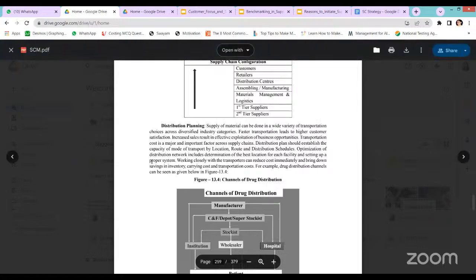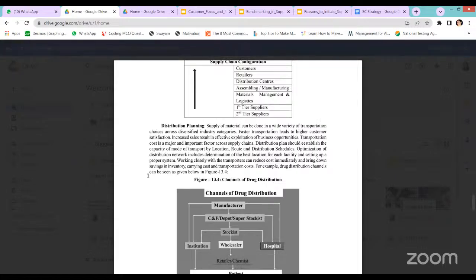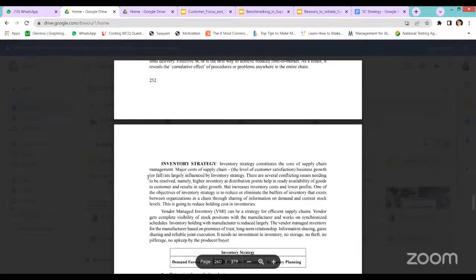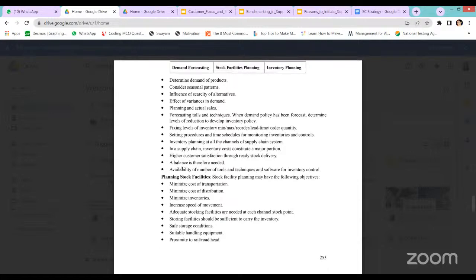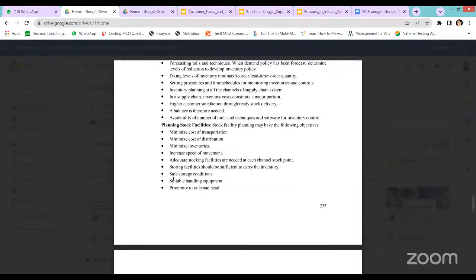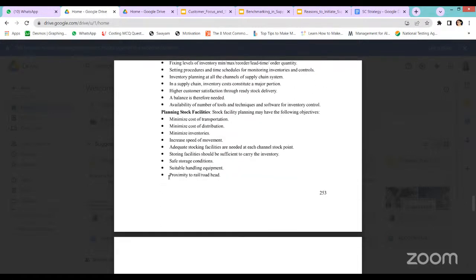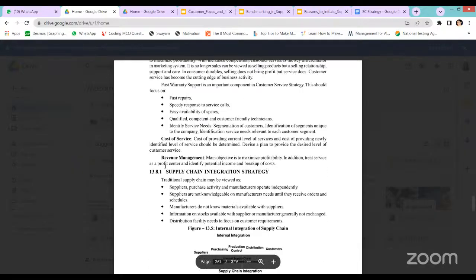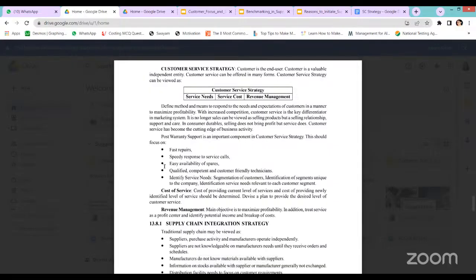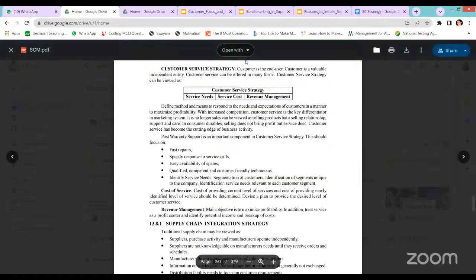Next is distribution planning. Next is inventory strategy, planning stock facilities. This inventory topic is there, so you can concentrate again on this. Next is customer service strategy, which is again important under the strategic issues of supply chain. Customer service strategy is important, so the customer is the end user.